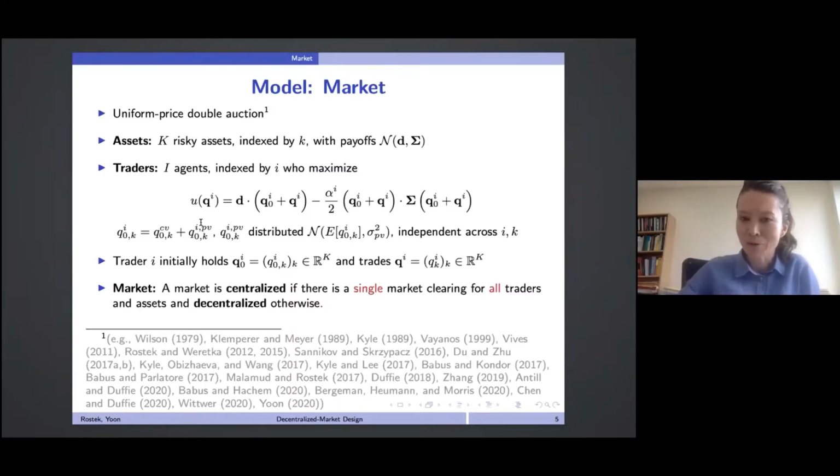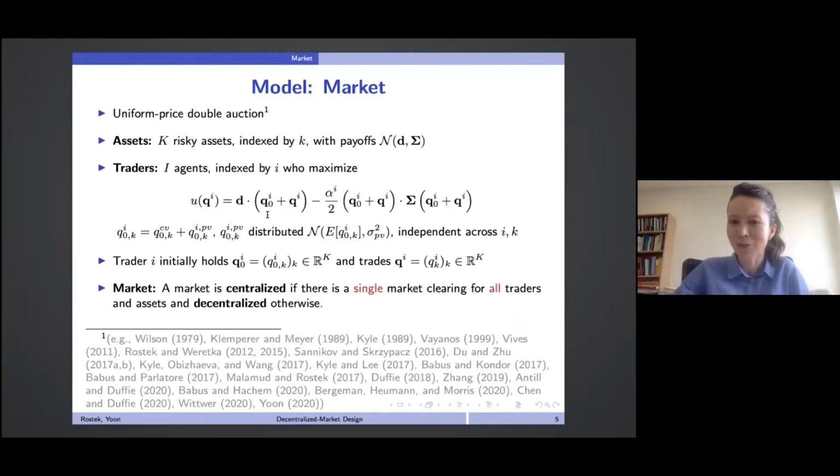The description of preferences and assets is standard. Agents with quasi-linear and quadratic in the quantity traded q_i utility trade multiple divisible risky assets with a covariance matrix sigma. Traders derive utilities from the post-trade allocation, which is the sum of the initial units they hold. I'll call these endowments q_i0, and trade q_i.